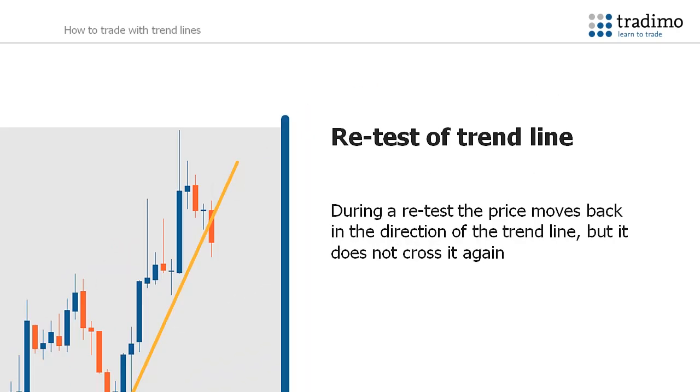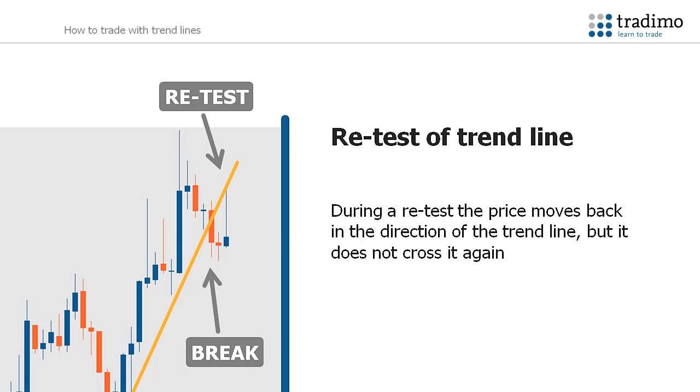In this case, you wait until the price breaks down through the trend line and closes below the trend line, and then wait for the price to come back up to retest the trend line from the other side. When the price does not cross the line again and continues moving down, the price has successfully tested the trend line and confirmed that the breakout is not false. You can then enter into a short position.